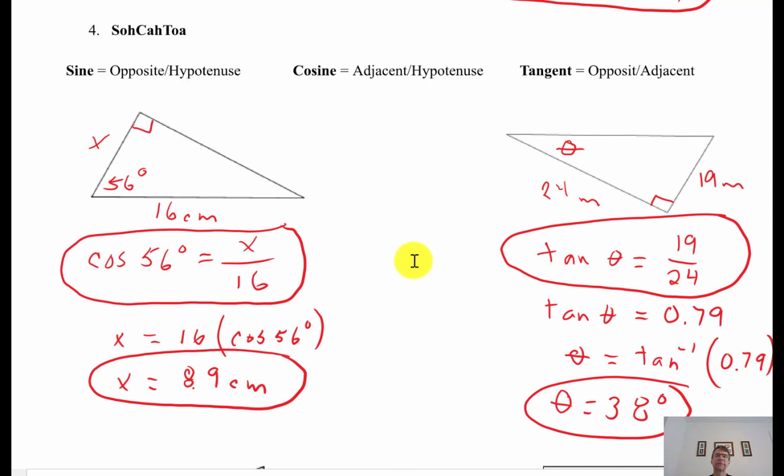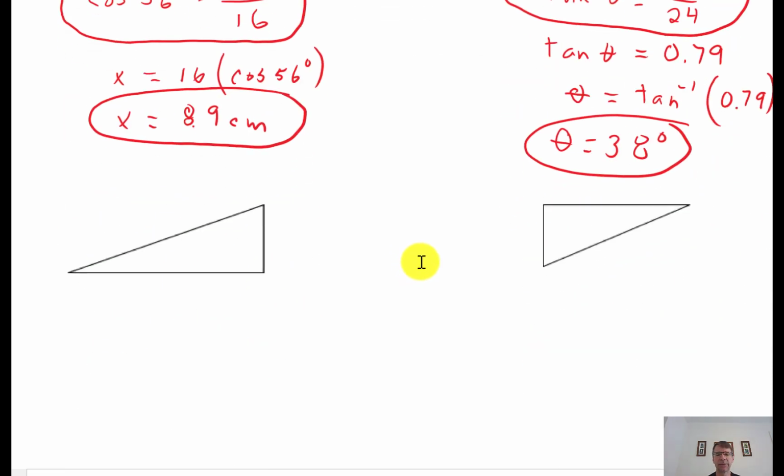All right, hang in there. We're almost done. 2 more examples. All right, so how about this one? You might think of this one as a trick, but I can use any letter here. Let's use y. It doesn't really matter what it is. And 25 meters.